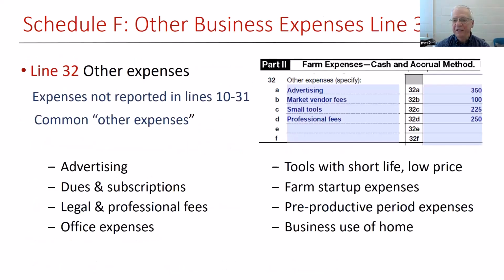Other expenses is a catch-all category in Schedule F. The common things we see in that category are advertising, dues and subscriptions, legal fees, vendor fees, and tools with a short life or a low price. Sometimes farm startup expenses that you're recovering over a period of time might be in there. Some pre-productive period expenses and business use of home would appear here. Those are the kinds of things we typically see in this other category.